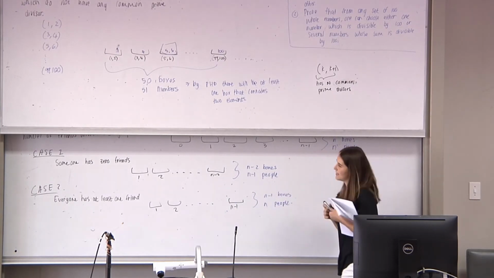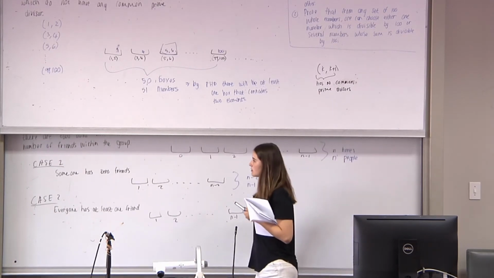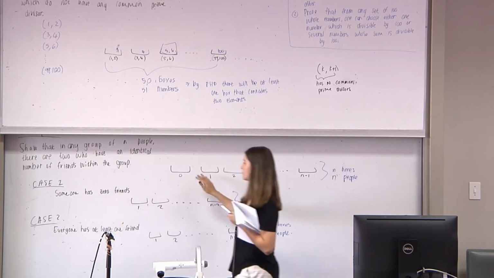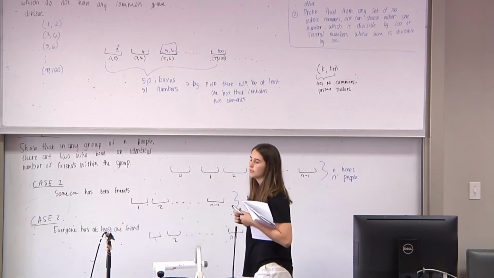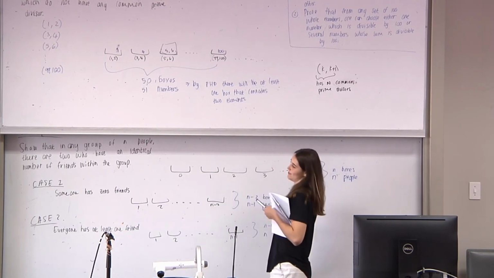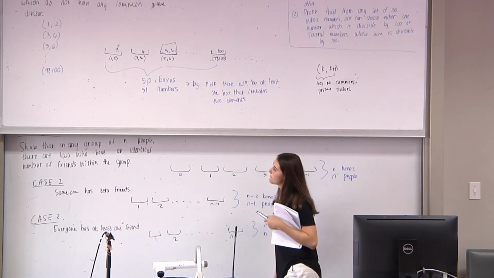Pigeonhole principle applies. So basically, these are the only 2 cases that it could be, and therefore, if we proved it for both, it's true. Except for the last case, possibly where more than 1 person has 0 friends, and then we're done as well.